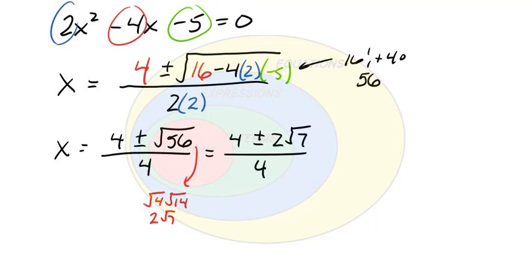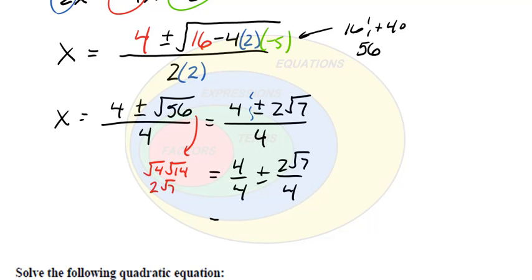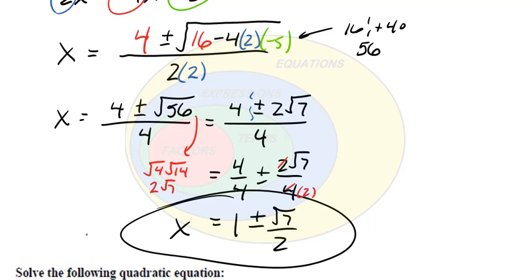So the last thing we can do to simplify, we can distribute the denominator to the 2 terms. We'd have 4 over 4 plus or minus 2 square root of 7 over 4. So we can simplify this to be 1, 4 over 4 is 1. Plus or minus, here the 2 and the 4 cancel, leaving a 2 in the denominator. We'd have square root of 7 over 2. So our two answers in exact form: x equals 1 plus or minus the square root of 7 over 2.